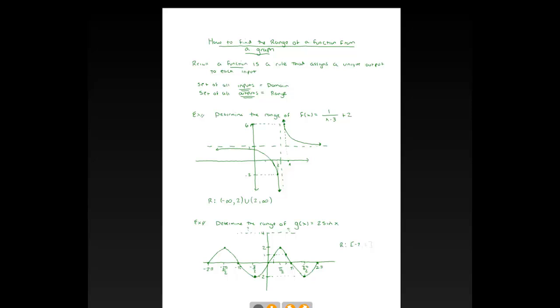So our range is -2 to 2. Hard brackets on the -2 and the 2 because those are in the range.